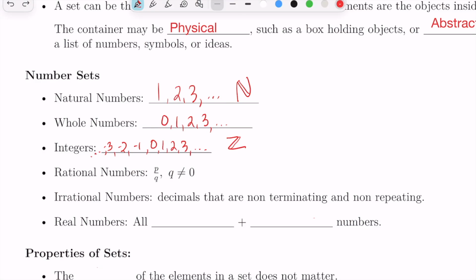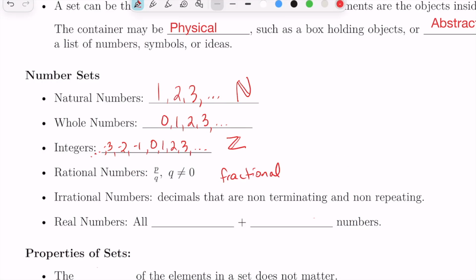The next one that we're going to look at is the rational numbers: p over q, where q is not equal to 0. Now, rational means fractional, any number that can be written as a fraction. So for example, even all the numbers that we've had so far, like the number 1 could be written as 1 over 1, or the number 2 could be written as 2 over 1. The number 3 could be written as 3 over 1. In other words, all of the natural numbers are also rational. All of the whole numbers are also rational, and so on.